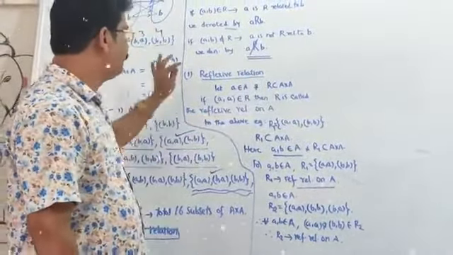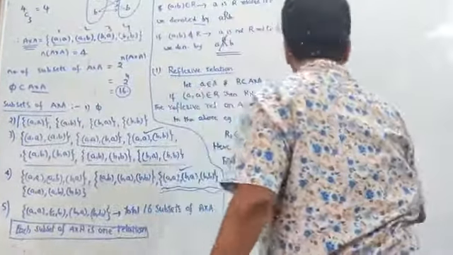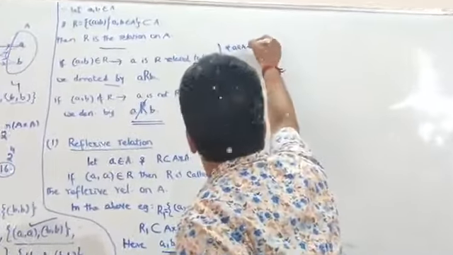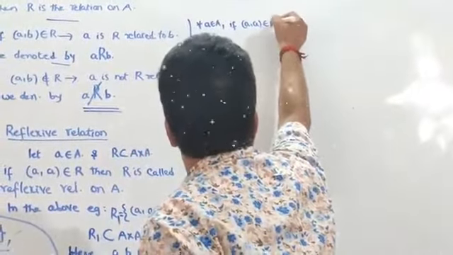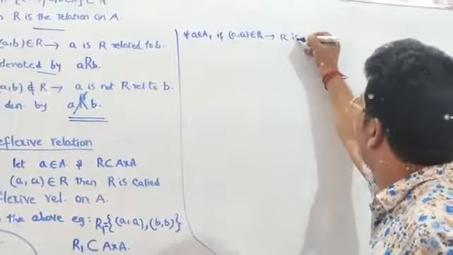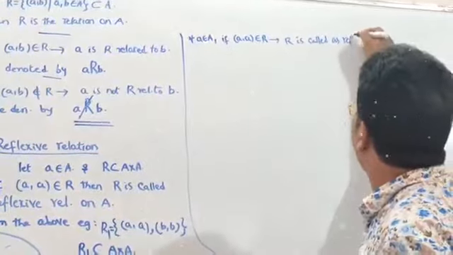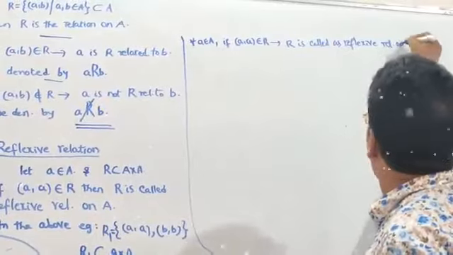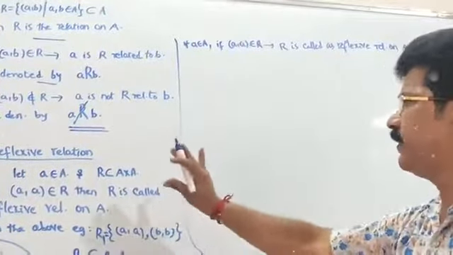Once again, we can define it simply like this. Therefore, for all small a belonging to capital A, if (a, a) also belongs to capital R, then capital R is called a reflexive relation on capital A, or A cross A. This is one definition, reflexive relation.